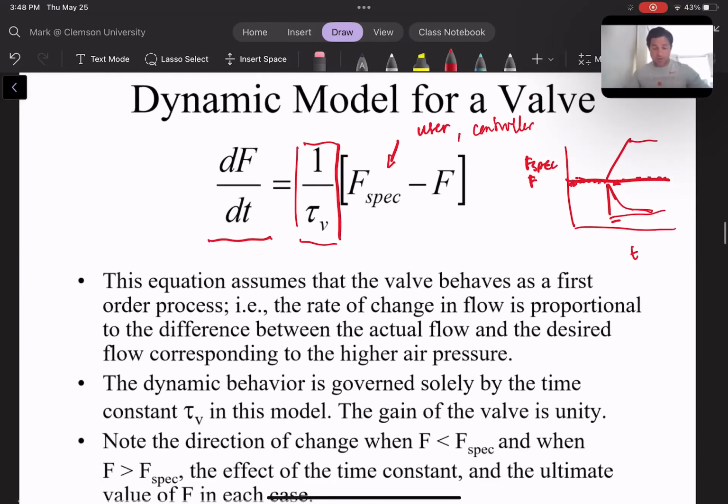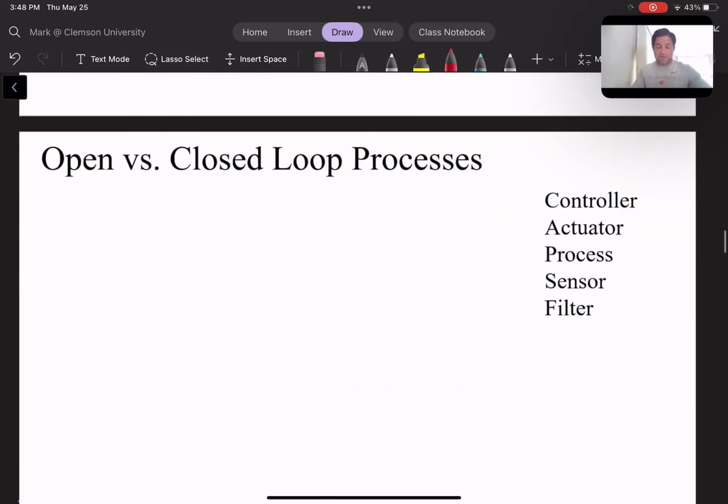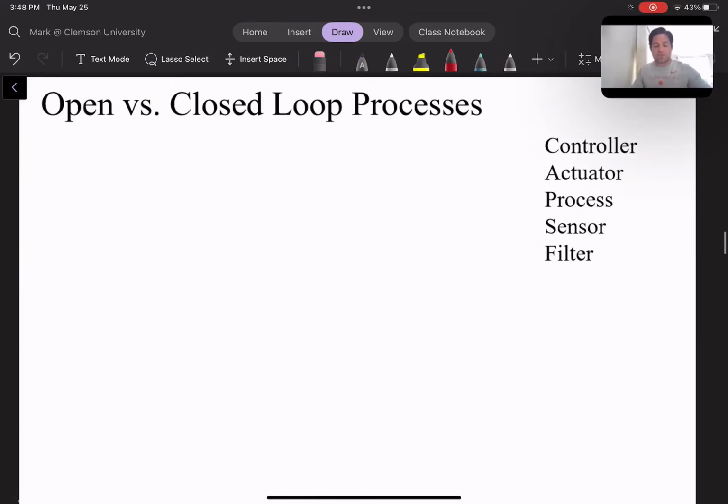Okay, so let's divert for a second to talk about something that's important to think about for control processes, or just processes in general. We're going to talk about two different types of processes. One is called an open loop process, and one is called a closed loop process.